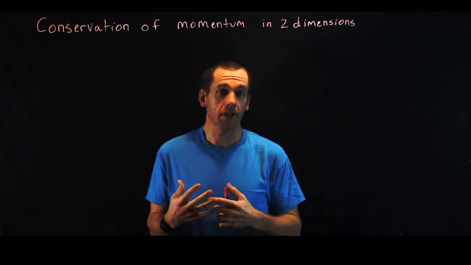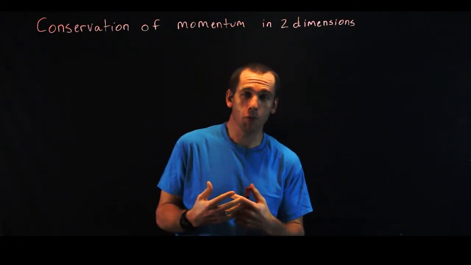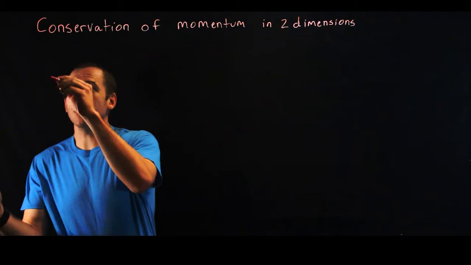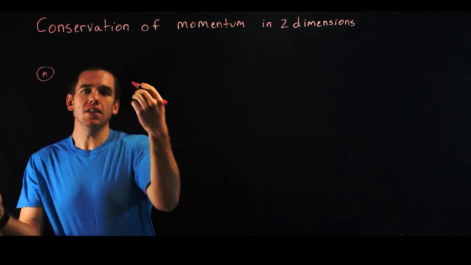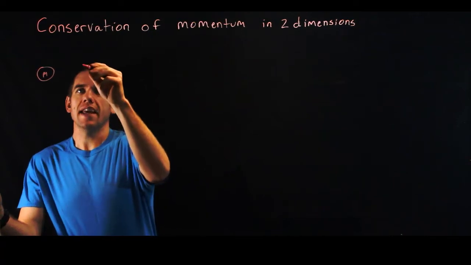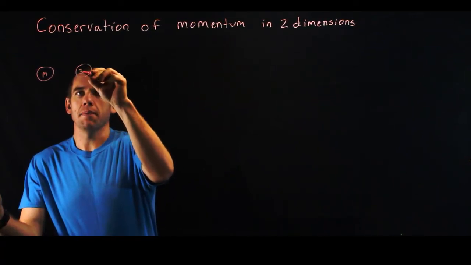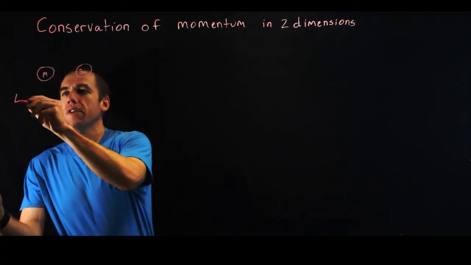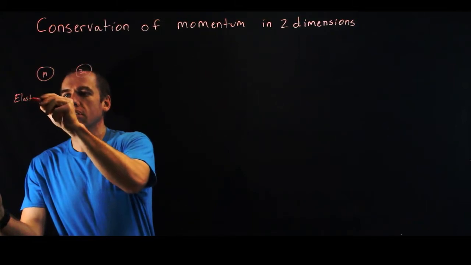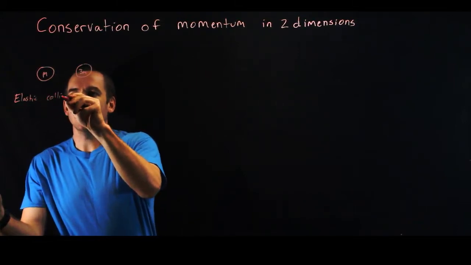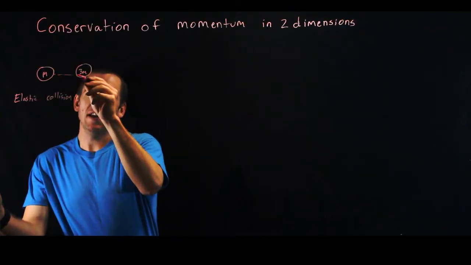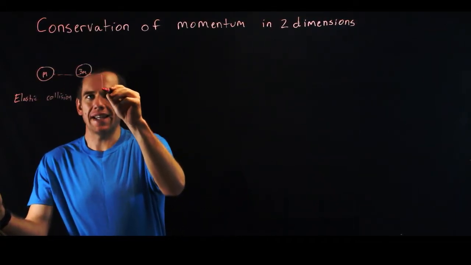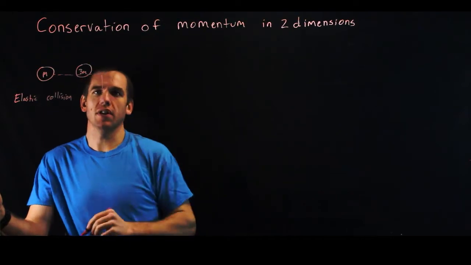Let's look at how to solve an example problem in conservation of momentum in 2 dimensions. So what we're going to do is we're going to say we have a ball that has mass m, and it's going to strike another ball that has mass 3m. Okay? They're going to have a perfectly elastic collision, and as a result of that collision, ball m is going to deviate from its original path by 90 degrees, and it's going to end up going this way.